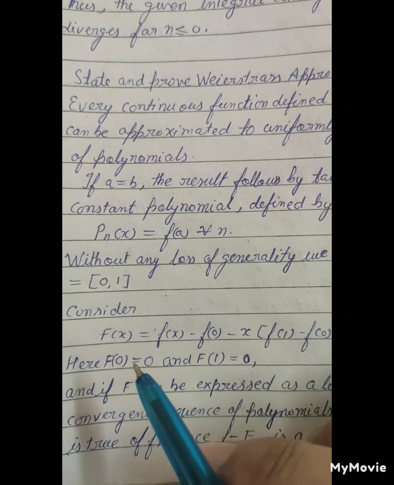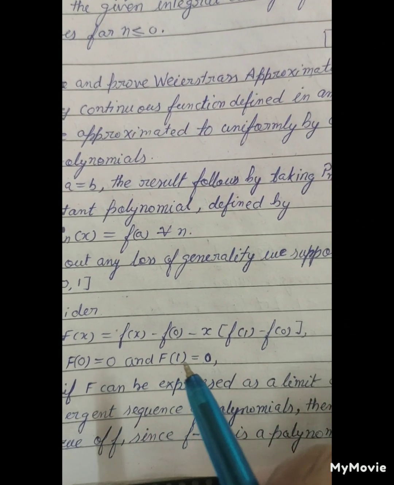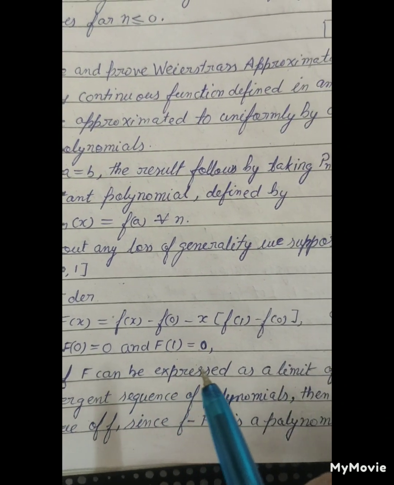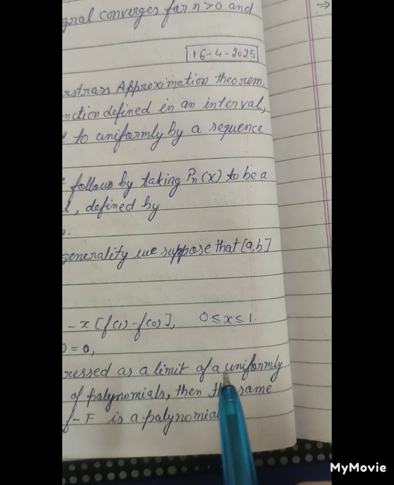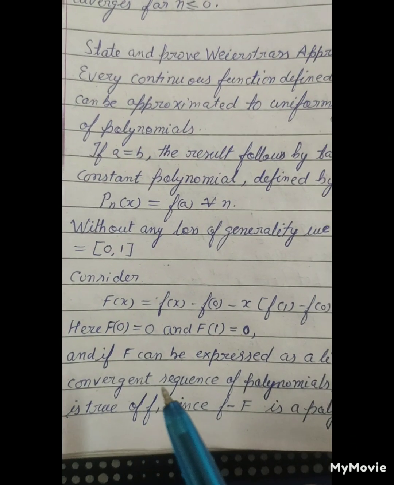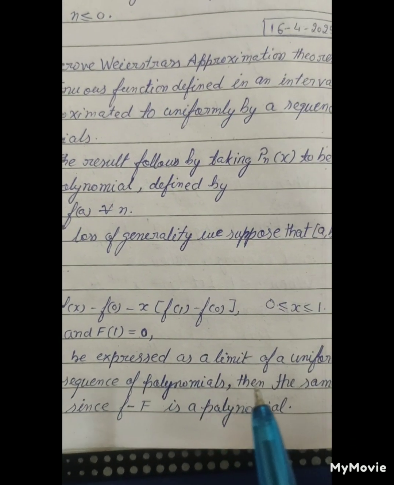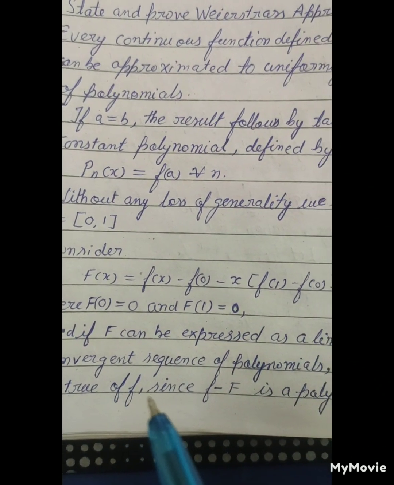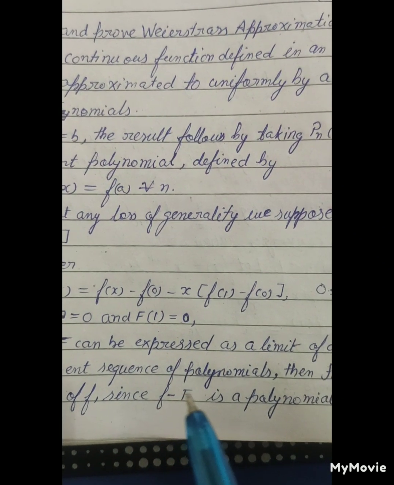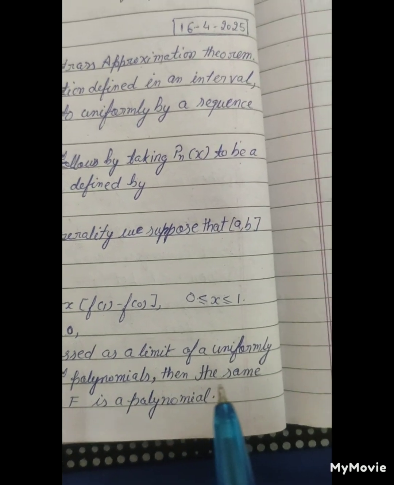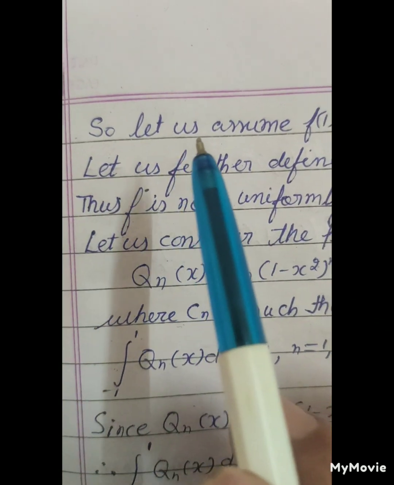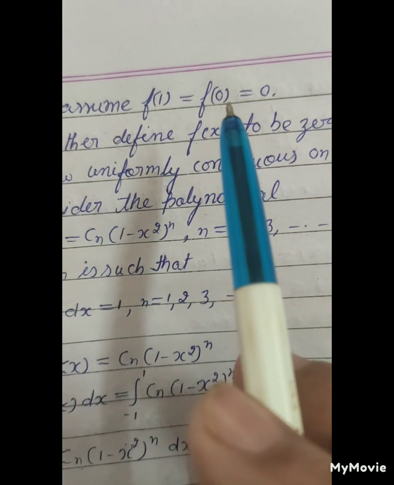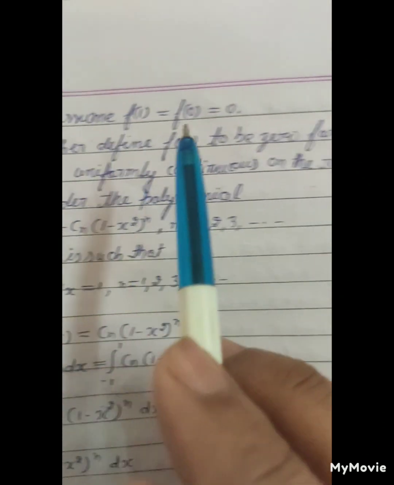Here F(0) equals 0 and F(1) equals 0, and if F can be expressed as the limit of a uniformly convergent sequence of polynomials, then the same is true of f, since f minus F is a polynomial. So let us assume that f(1) equals f(0) equals 0.